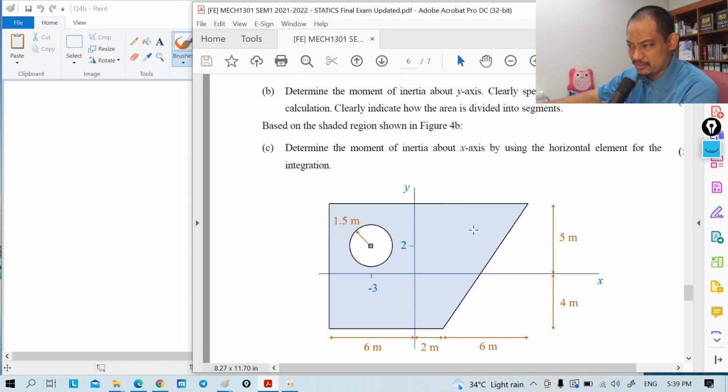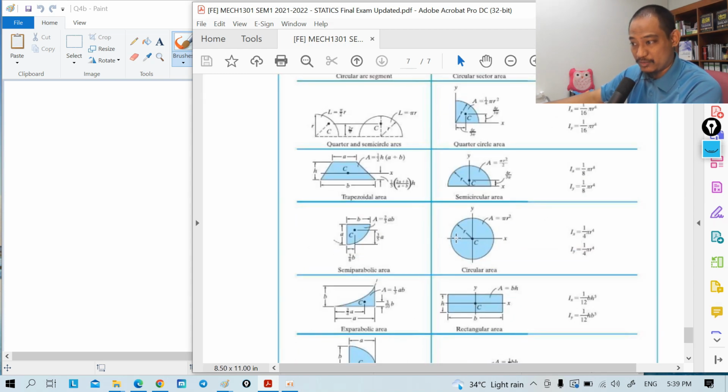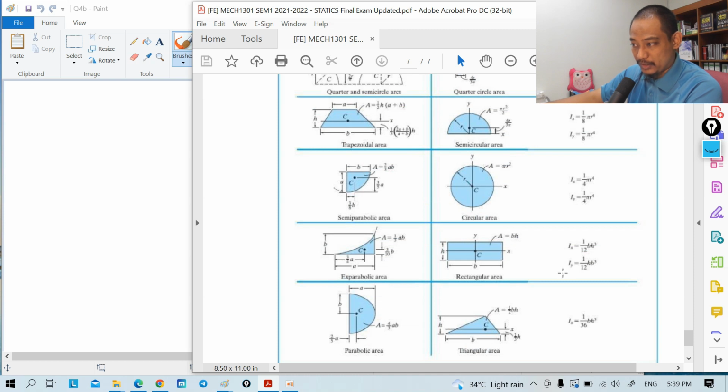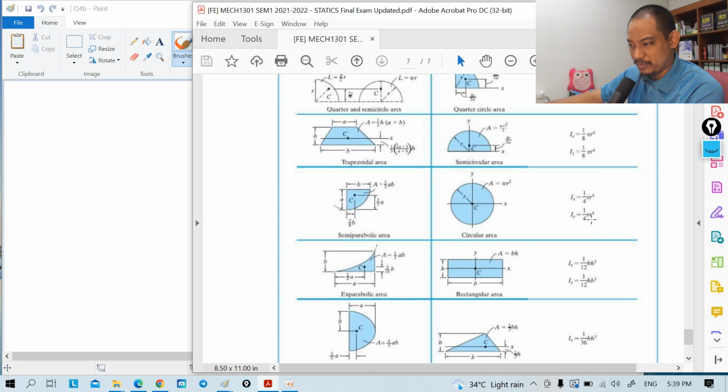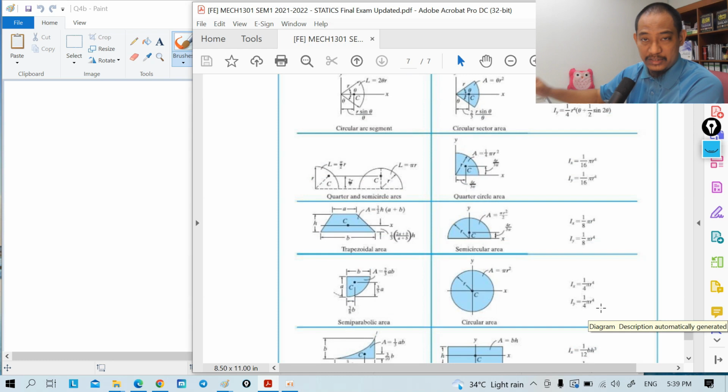are not expected to memorize it. It depends. I think it depends on your institution whether you are expected to memorize all of this. For some things, normally it is expected to memorize. For example, the rectangle, 1/12 bh cubed, because you have used that a lot, especially in the parallel axis theorem. So normally we expect you to memorize 1/12 bh cubed. But for the rest, for example, 1/4 pi r to the 4, 1/36 bh cubed, in this institution, you are not expected to memorize. The table will be given.